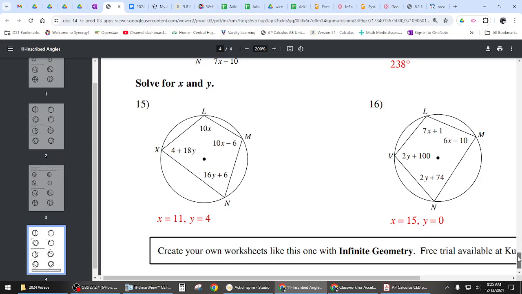All right, number 15, 16. Because you had to set up a system of equations on those to solve for both variables. That's probably, preferably in standard form, using elimination would probably be the best option.